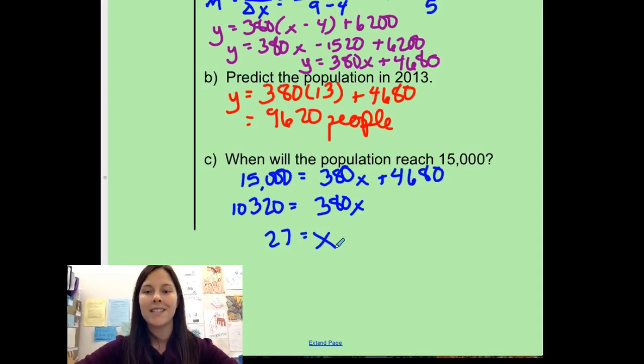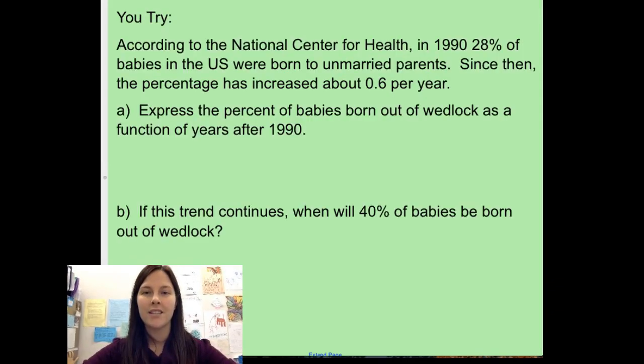Remember, that represents years after 2000. So in approximately the year 2027, the population will reach 15,000. And here's your U-Try question.